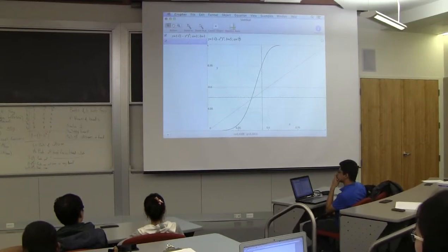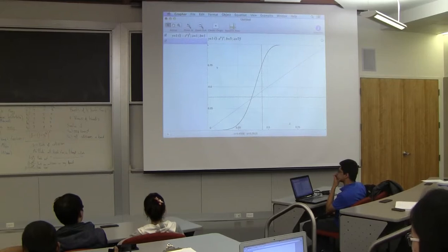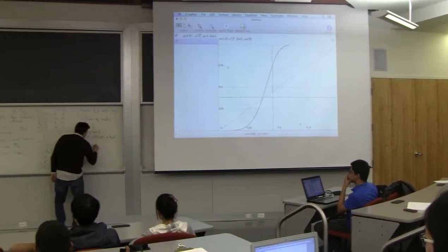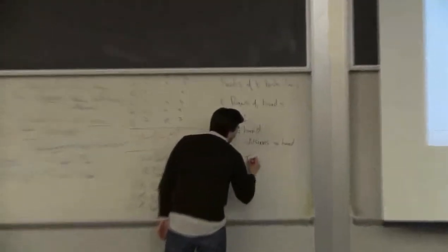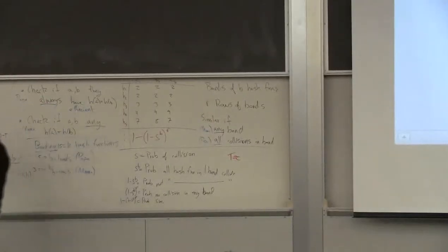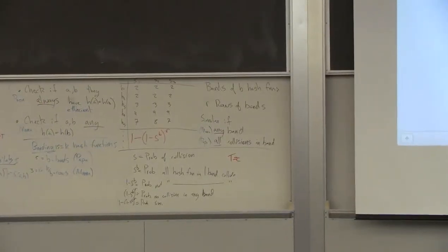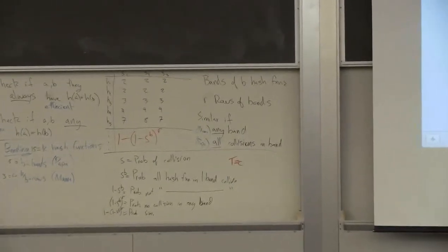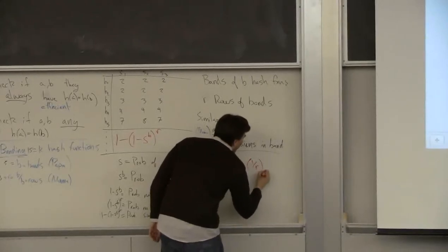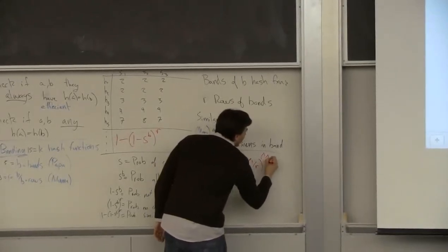Okay, so how do you choose the values of R and B? The threshold that's maximized is, and I'm not going to derive this, roughly where the slope is the steepest. It's roughly going to be 1 over B to the power 1 over R.